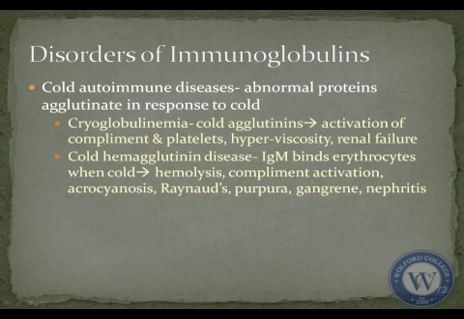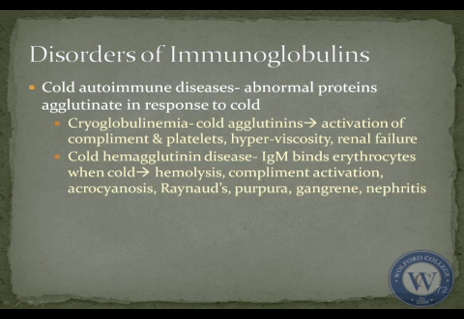As for the disorders of immunoglobulins, you have cold autoimmune diseases where abnormal proteins agglutinate in response to cold. You get what's called cryoglobulinemia, where cold agglutinins activate complement and platelets, so you get hyperviscosity, and the patient eventually develops renal failure. Anesthesia-wise, the importance is that you need to keep these people warm at all times, and you can't allow them to get cold. You really can't give them any cold blood either, because you can get yourself into trouble pretty quickly.